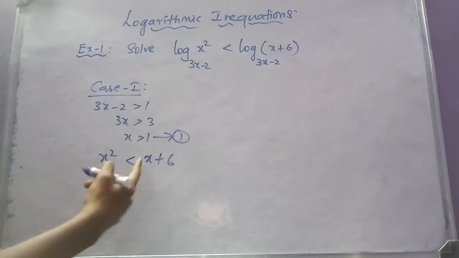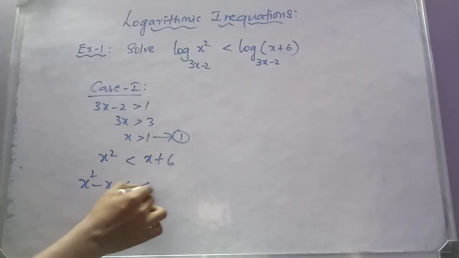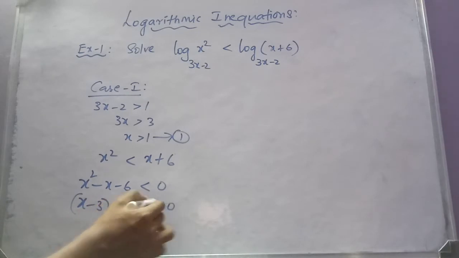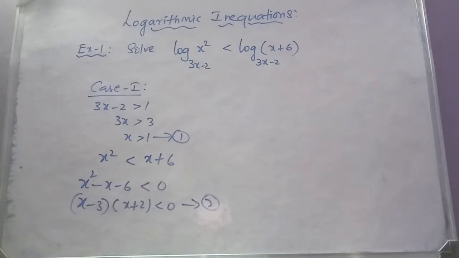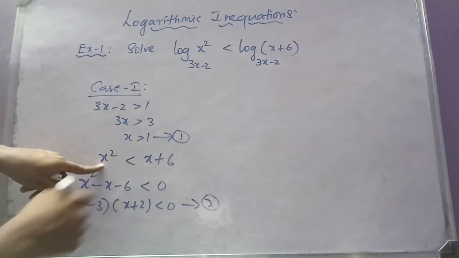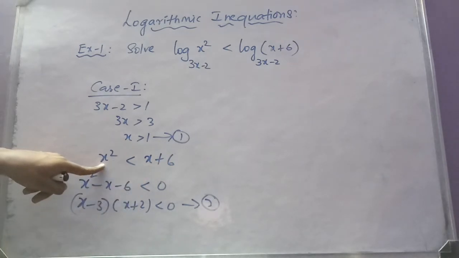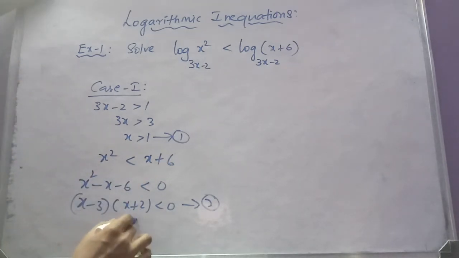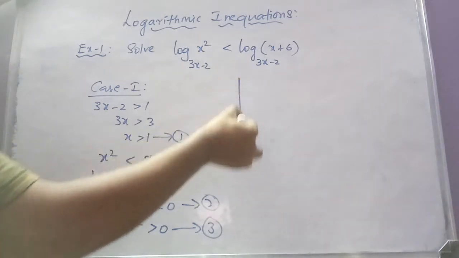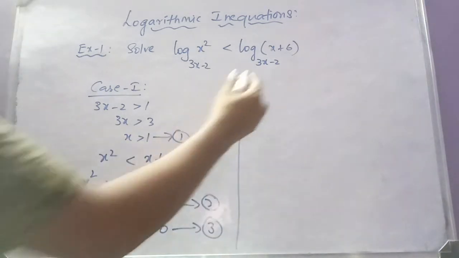So solve this inequality, take everything to the left side, factorize this, you get x minus 3 into x plus 2 less than 0. So this is the second inequality. And the third inequality is that because of this, you just observe f of x is less than g of x. If you make sure that f of x is positive, automatically this is also positive, correct? So let us take x square greater than 0. If you solve these three inequalities, we will get a solution set. Let us see about this later. We will go to the second case, case 2.